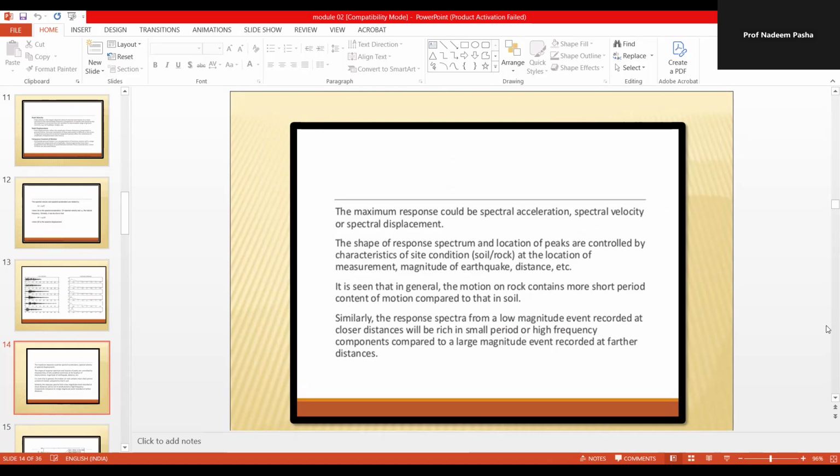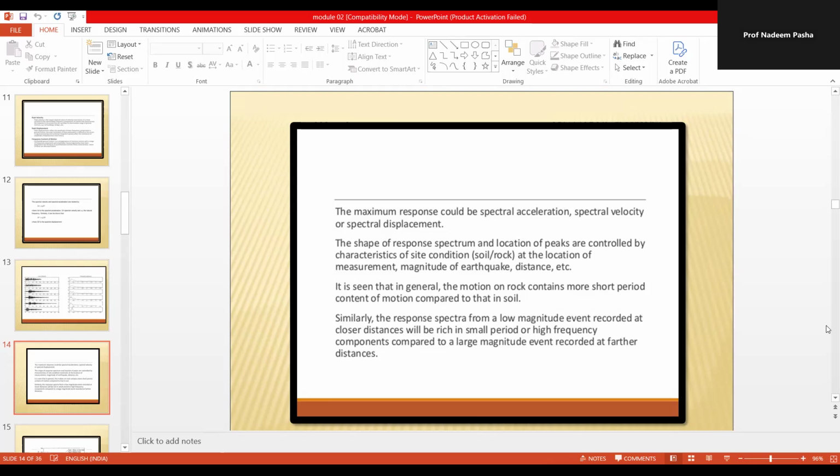The shape of the response spectrum and location of peaks are controlled by characteristics of site condition, soil or rock at the location of measurement, magnitude, focal distance, etc. So how are the shape of the response spectrum and location of peaks controlled? By characteristics of site condition, which type of soil it is, which type of rock it is, at the location of measurement, magnitude and distance.